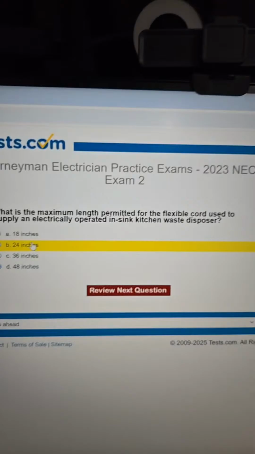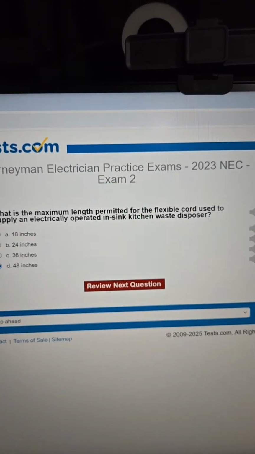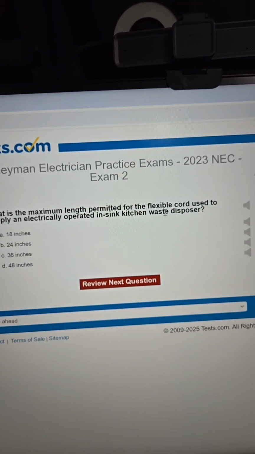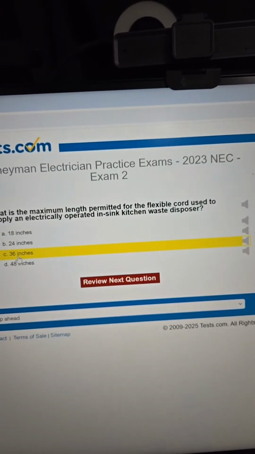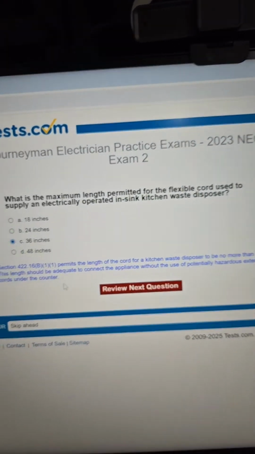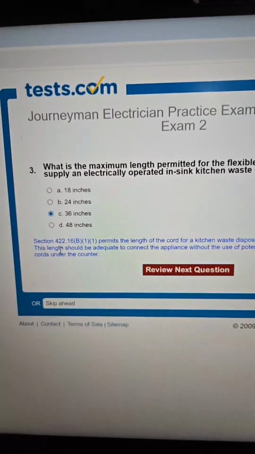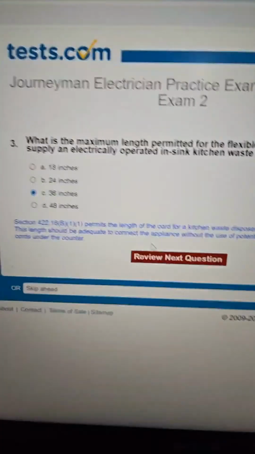It's going to be in appliances. It's probably going to be in, could be in cords too. Let's just see where they want us to go. It's a waste disposer, so let's just click it. It's probably 36. Let's see. 422, yeah, it's in appliance, exactly. So we would just go to appliances.